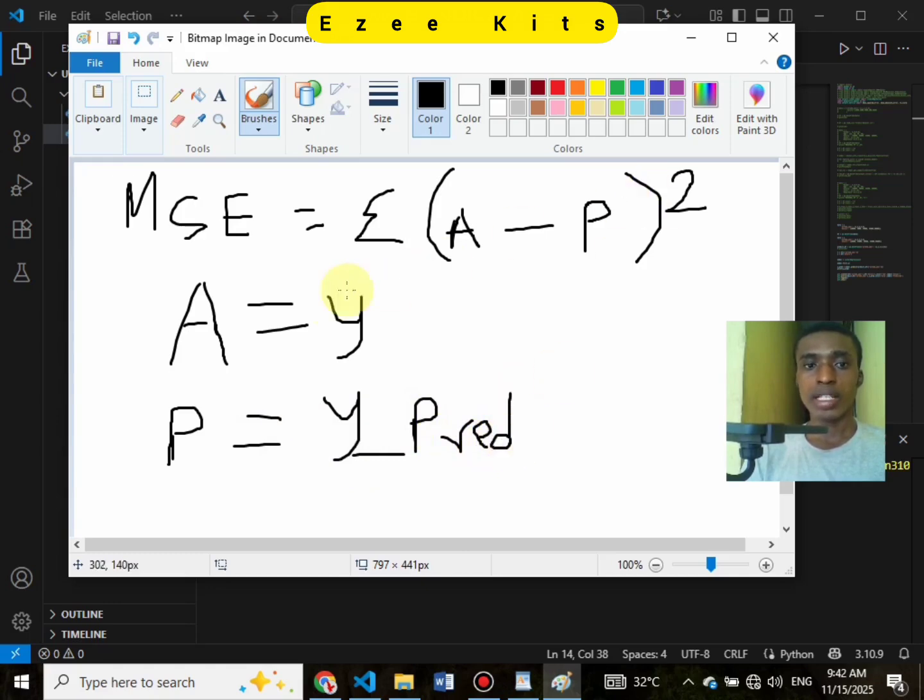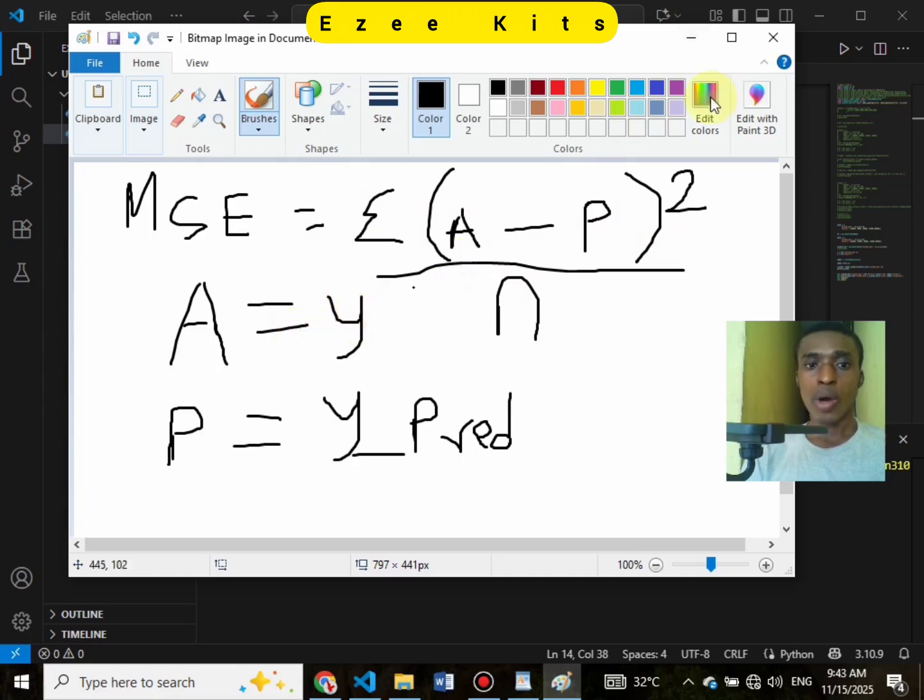So let's go back. This is going to be our A, which is actual. P is going to be the predicted. It's all divided by n, where n is the number of observations, the total number of predictions that were made. Let's say your dataset has a target of maybe 50 in number, so n is going to be 50. So it's the actual minus the predicted, squared, summed, and divided by n.